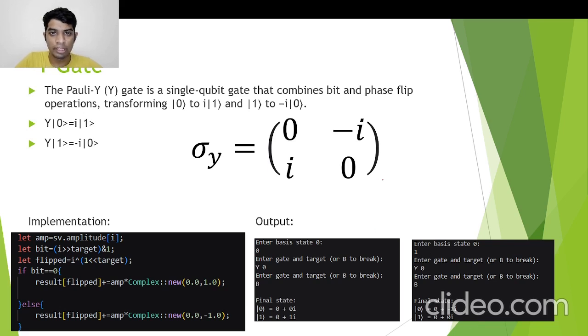This is the Y gate, which, since the state vector is complex, that is, it takes place in the complex plane, updates the complex values. Y on ket 0 flips the bit and updates it in the complex region of the state vector, and Y on ket 1 changes the phase, flips the bit and updates in the complex region of the state vector. This is the implementation and the corresponding outputs for ket 0 and ket 1.